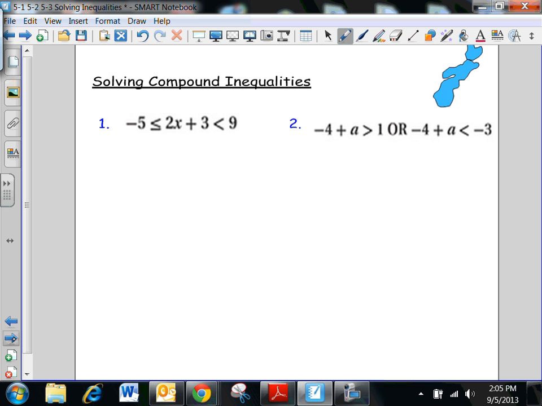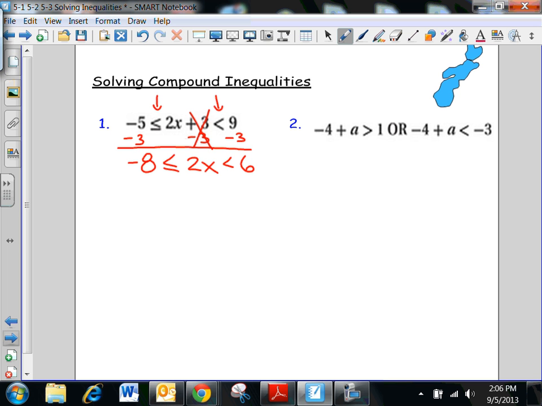Okay, here's two examples of compound inequalities. Now this one clearly has two inequalities here, one here and one here. So when I have multiple inequalities, I'm going to do all three sides at the same time. I'm going to subtract 3 from all three sides, all at the same time. It will cancel in the middle. On the right hand side I'll have 6. In the middle now I'll have 2x. And on the left hand side I'll have negative 8.